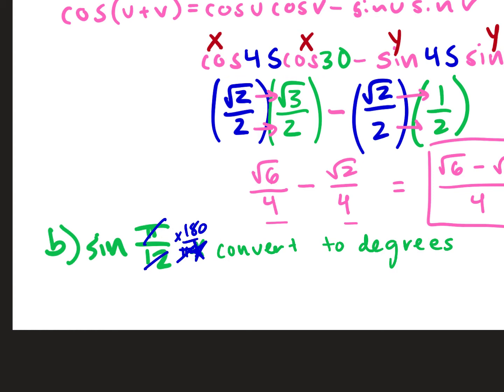Let's see, 6 goes into 12 and 180, so this would be 30 times and 2 times. And then 2 goes into 30, 15. So this would be the sine of 15 degrees. So all I did was convert to degrees first.